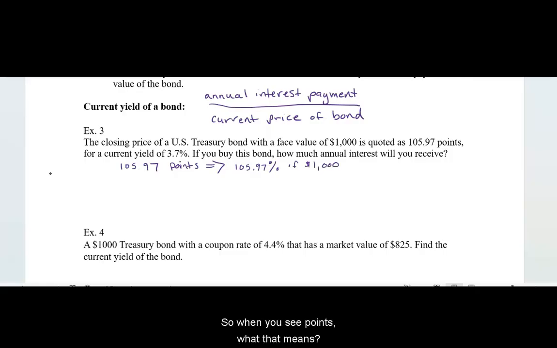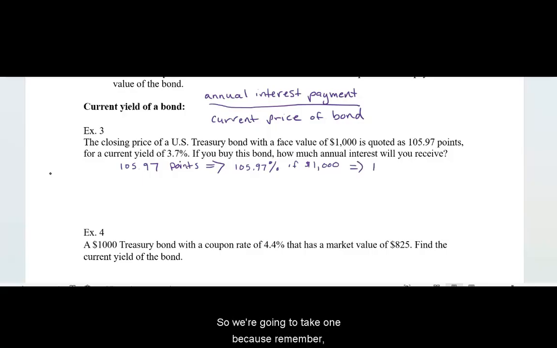So when you see points, what that means is the percent of the face value amount. In this particular problem, that's going to be 105.97% of the 1,000. What you're going to do then is take that and turn it into a decimal. So let's keep going, but we're going to do some math.